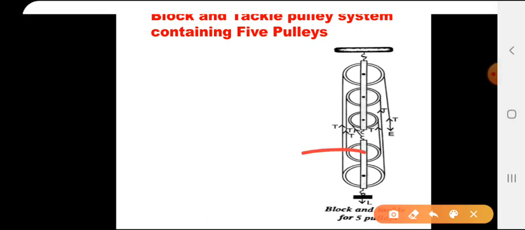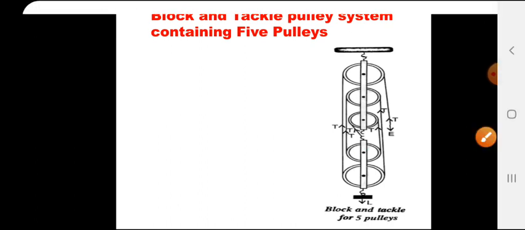Next is the block and tackle pulley system, which contains 5 pulleys. Before we start with the block and tackle pulley system, you should know what this block is. You should know what is block and what is tackle.